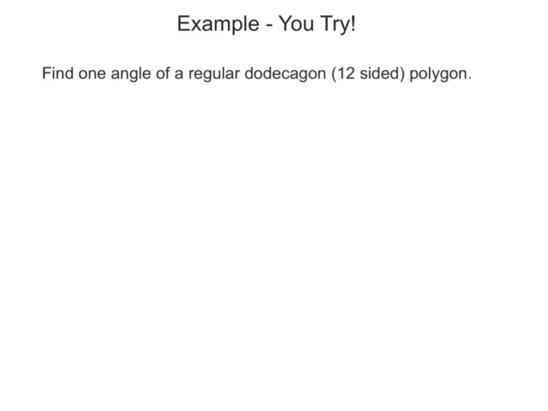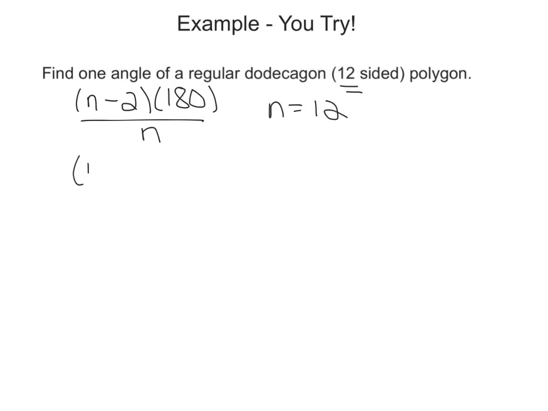Okay, why don't you take a moment, pause the video, and find one angle of a regular dodecagon. Okay, and that's a 12-sided polygon. Okay, so I know that the formula to find one angle is the number of sides minus 2 times 180 all over the number of sides. So if I have 12 sides, n is 12. So 12 minus 2, times 180 all over 12.